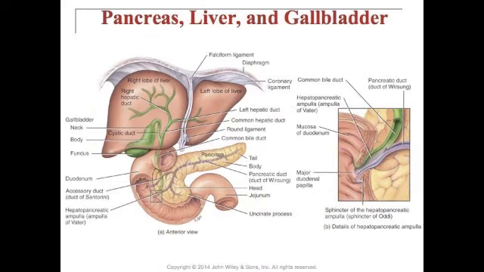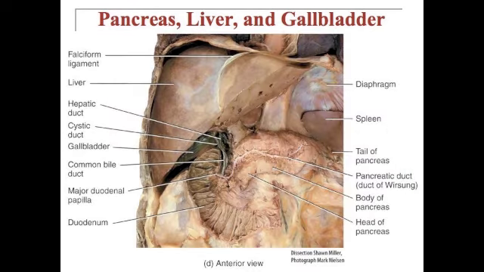This next slide is also figure 24.16, but now we're back to page 964. So this shows the relationship of the pancreas to the liver, gallbladder, and duodenum. And this slide shows a cadaveric view of the pancreas, liver, and gallbladder. And this is still figure 24.16, but now we're back to page 965.